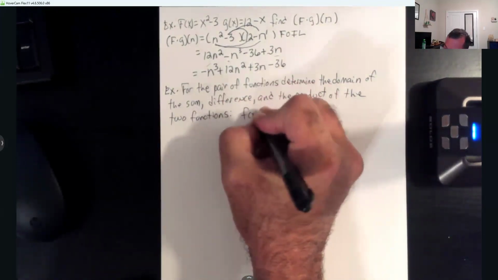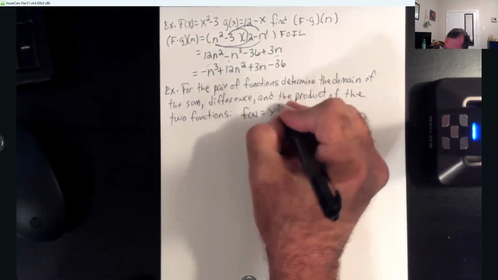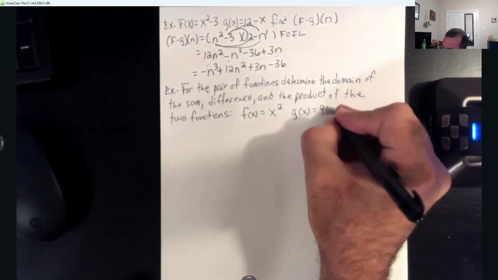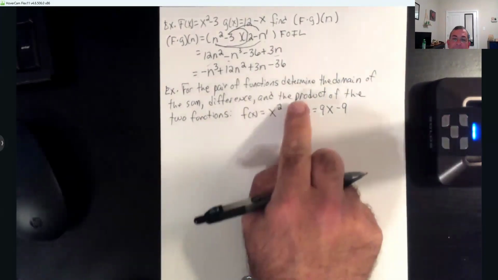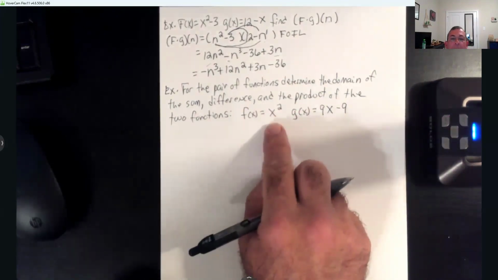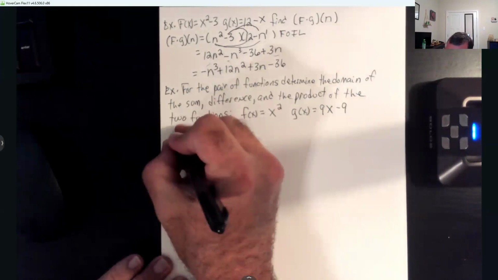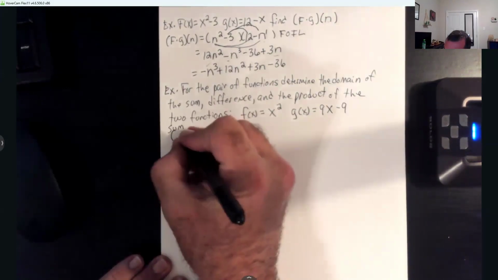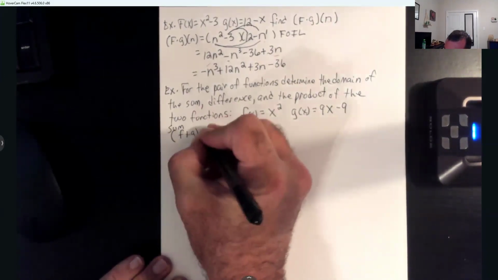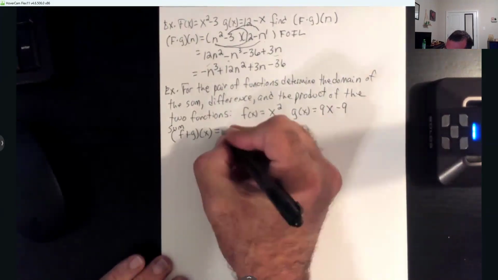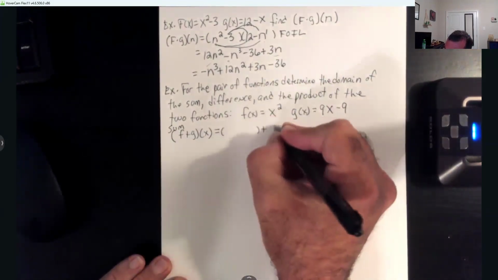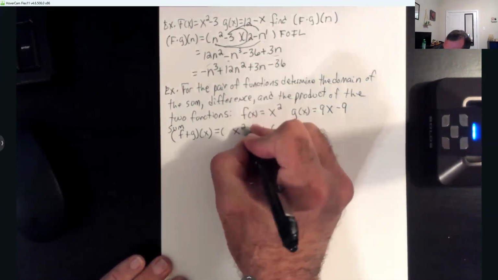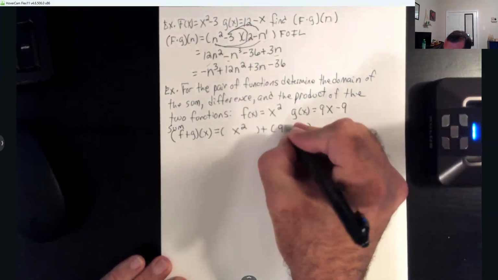Now, for this one, they're giving me f of x equals x squared. They're giving us g of x equals 9x minus 9. So y'all, those are my two functions. So let's start out with the sum. The sum, so I'll write sum here. The sum would be f plus g of x. So it's going to be my f plus my g. We know the f is x squared, and the g is 9x minus 9.